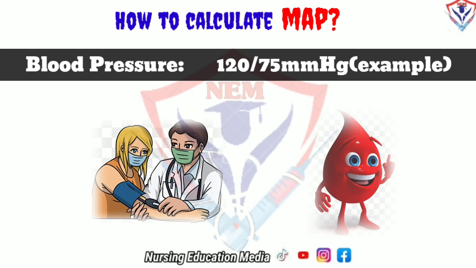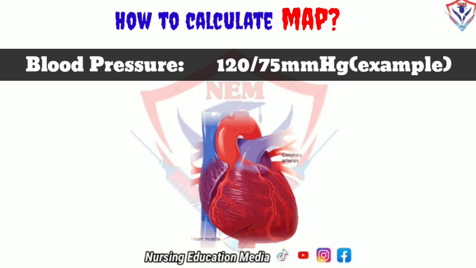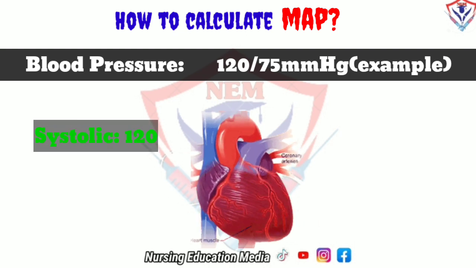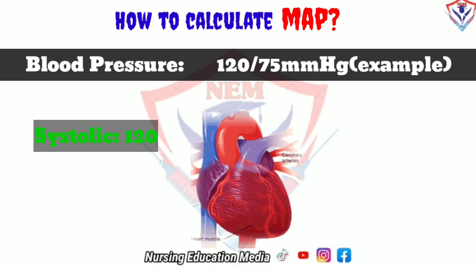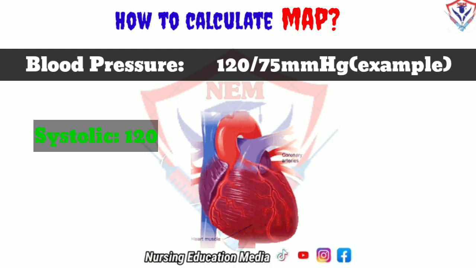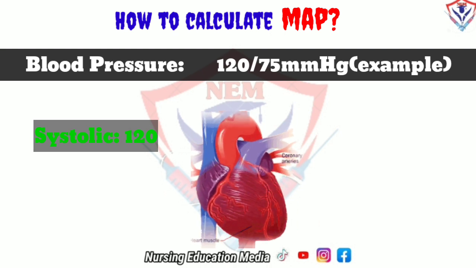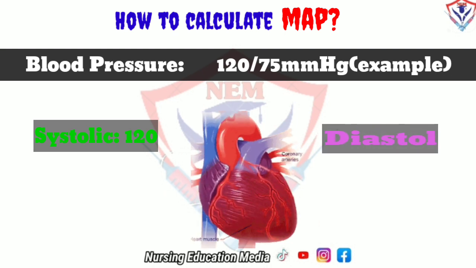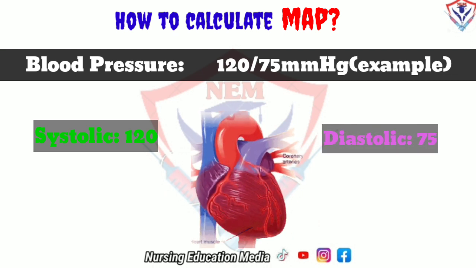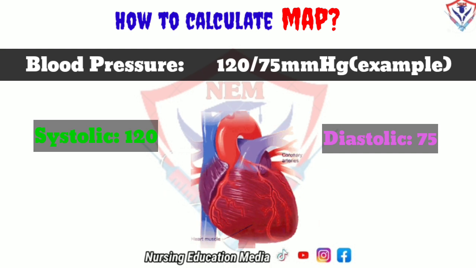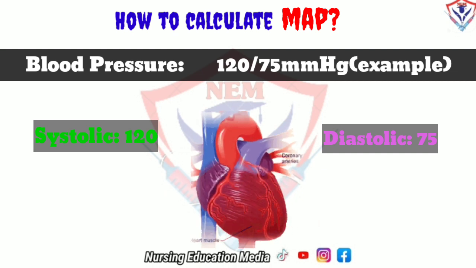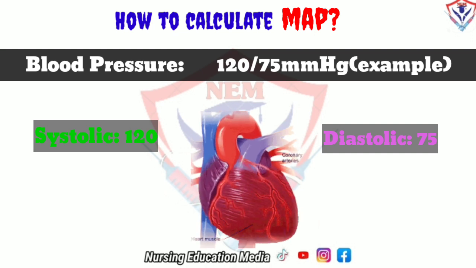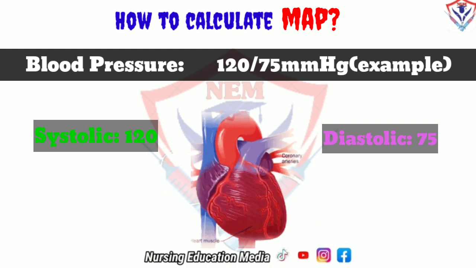Second, we should know what systolic and diastolic pressure are. The first number, 120, is called the systolic pressure. Systolic pressure measures the pressure in the arteries when the heart beats. The second number, 75, is the diastolic pressure. Diastolic pressure measures the pressure in the arteries when the heart rests between the beats. So now it's clear what systolic and diastolic pressure are.